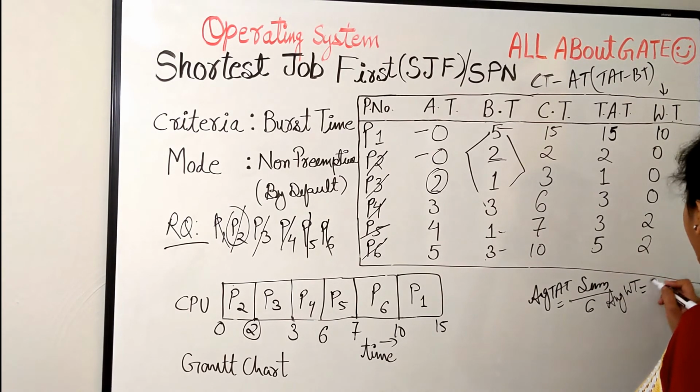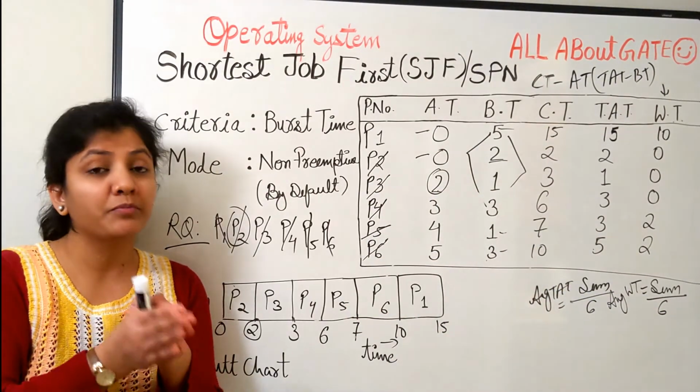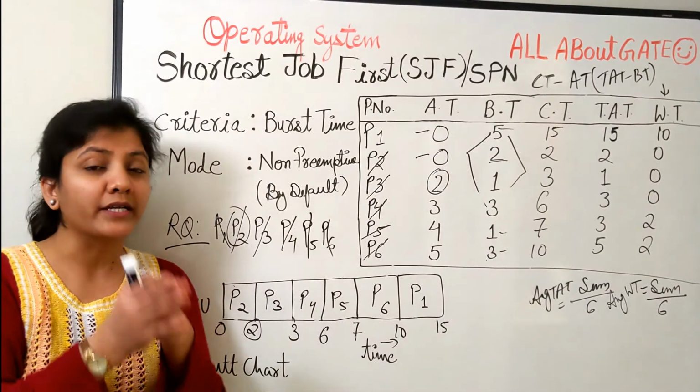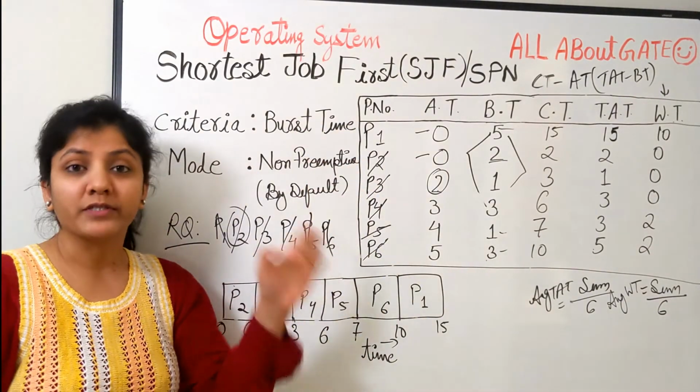So this is how the waiting time is, and again you can find out the average wait time by taking its summation and dividing by 6. So this is how the CPU scheduler performed the shortest job first CPU scheduling algorithm for the available processes.